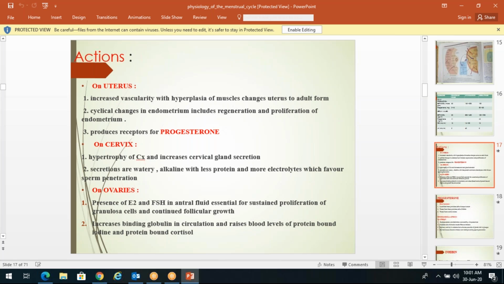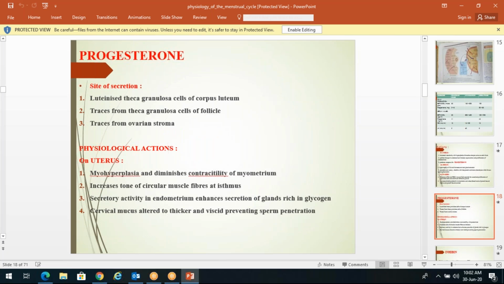What happens on the ovary? The presence of estrogen and FSH in antral fluid is essential for the proliferation of the granulosa cells and continued follicular growth. And then, what are the actions of progesterone at the site of secretion? It is luteinization of the theca cells to form the corpus luteum.